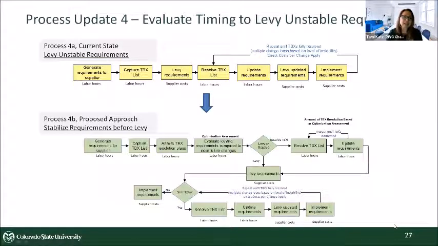Okay, and then the last process update I was proposing was that timing, that sweet spot of when I levy my requirements. Do I mature them until they're perfect and then give them to a supplier or development team? Do I give them to them as soon as I can? Or do I try to find a nice spot, look at how much I think until I burn it down to a reasonable level of risk, and then levy it? And so that's really what these steps associate with.